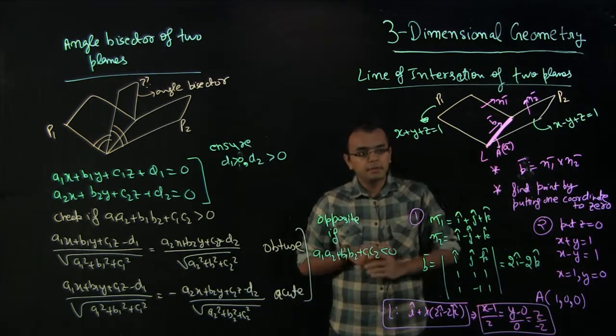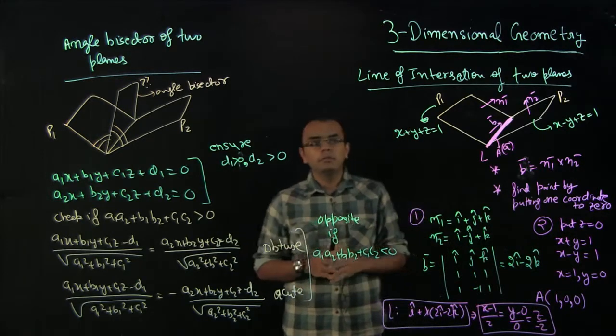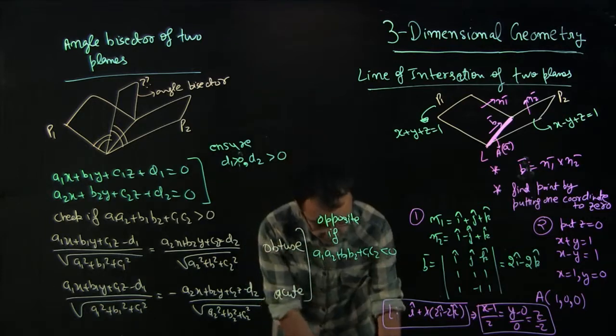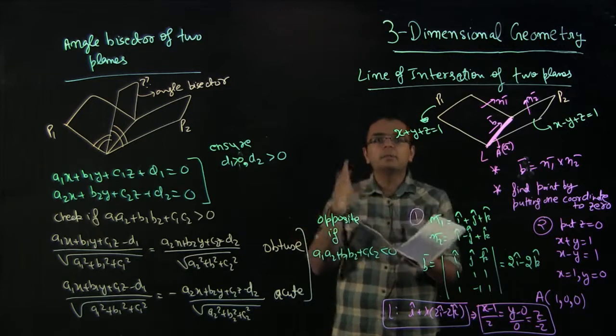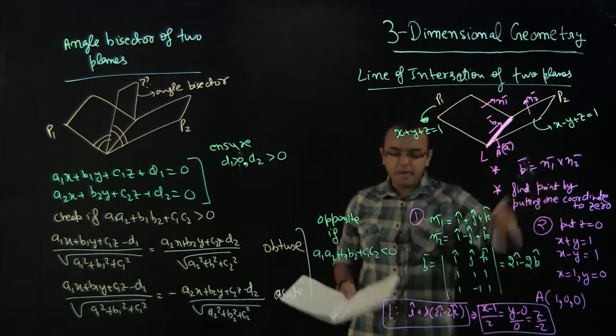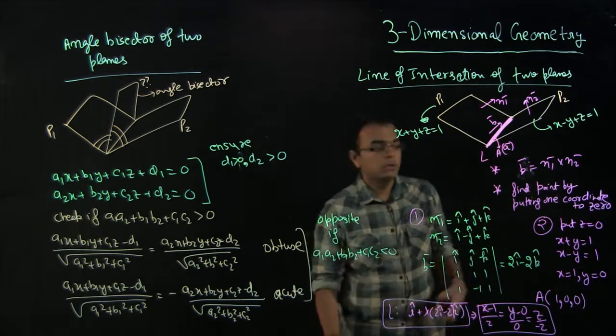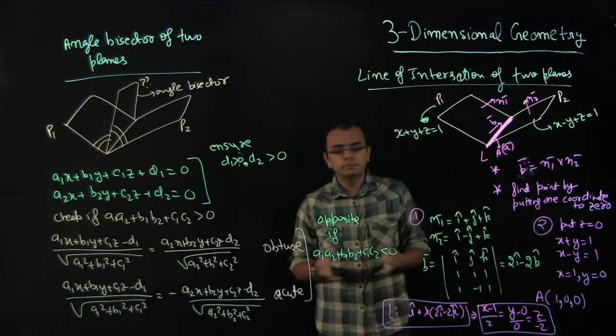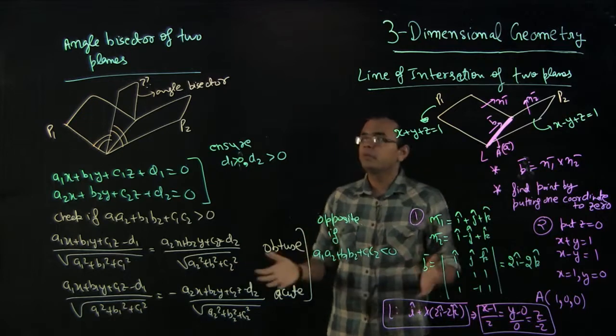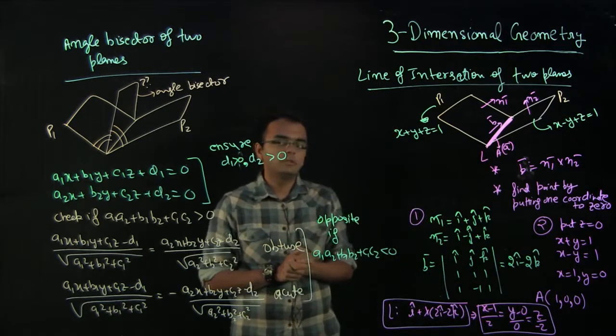So I hope that this made sense and gave you a good idea of what it means. The line of intersection, like a notebook, is a line common to both the planes. It is perpendicular to both n1 and n2. So the parallel vector has to be n1 cross n2, and then you can find the point by putting one coordinate to be 0. So this was the topic for the angle bisector of 2 planes and the line of intersection of 2 planes.